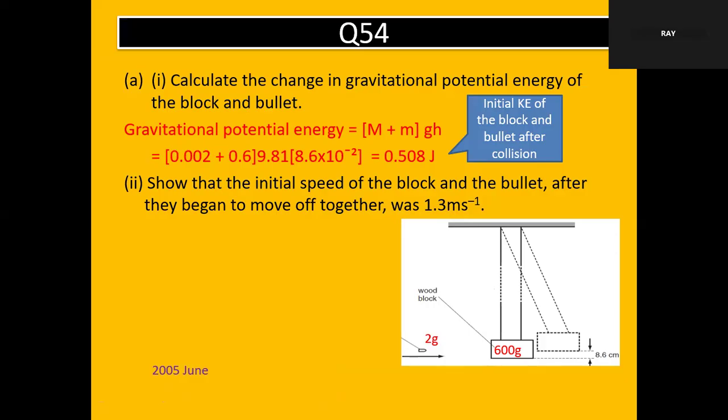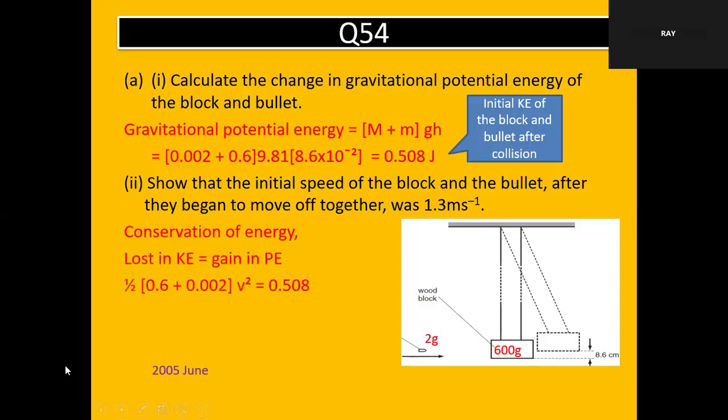Show that the initial speed of the block and the bullet after they begin to move together is 1.3 meter per second. Conservation of energy, loss in kinetic equals gain in potential. So both of them move together. That's the block, that's the bullet. Change it to kilogram, sorry. And then that is the potential energy that we have calculated. So from there we can calculate the speed.